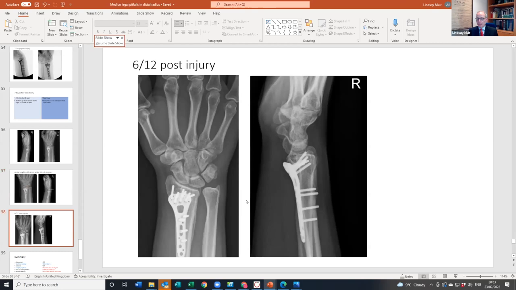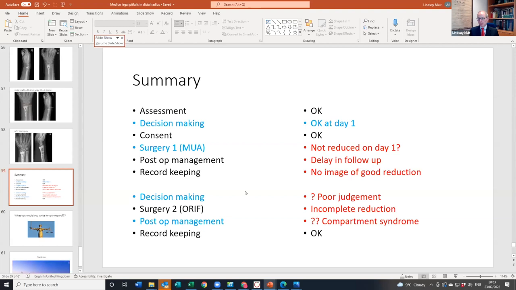So this case, I think, summarizes quite well what we've discussed. The original assessment was okay. The decision-making, he needed something doing, was okay. The consent is fine. The original surgery, well, you might argue it wasn't that well done on day one. There was a delay in follow-up. The record keeping could have been a little bit better. Perhaps I made a poor judgment. Perhaps I should have just left him and come back to an osteotomy later.